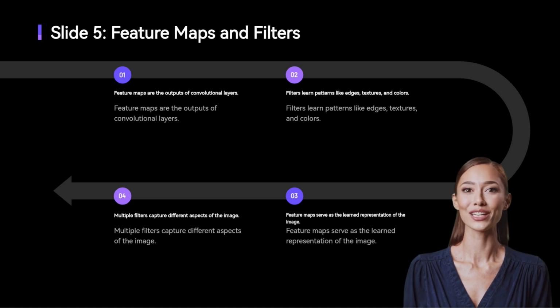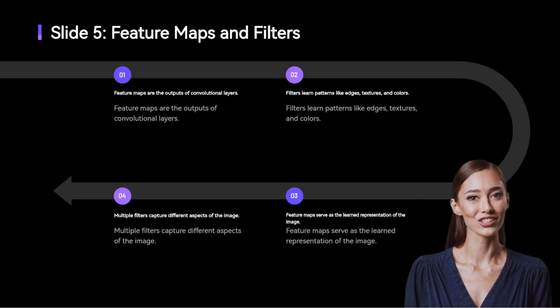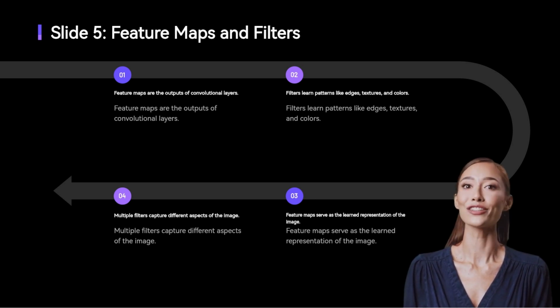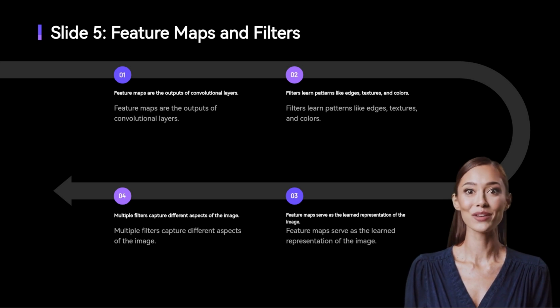When a filter is applied to an image through a convolutional layer, the result is a feature map. A feature map is a new representation of the input image that highlights specific patterns or features detected by the filter. These patterns can include edges, gradients, textures, and even more complex features as we move deeper into the network.